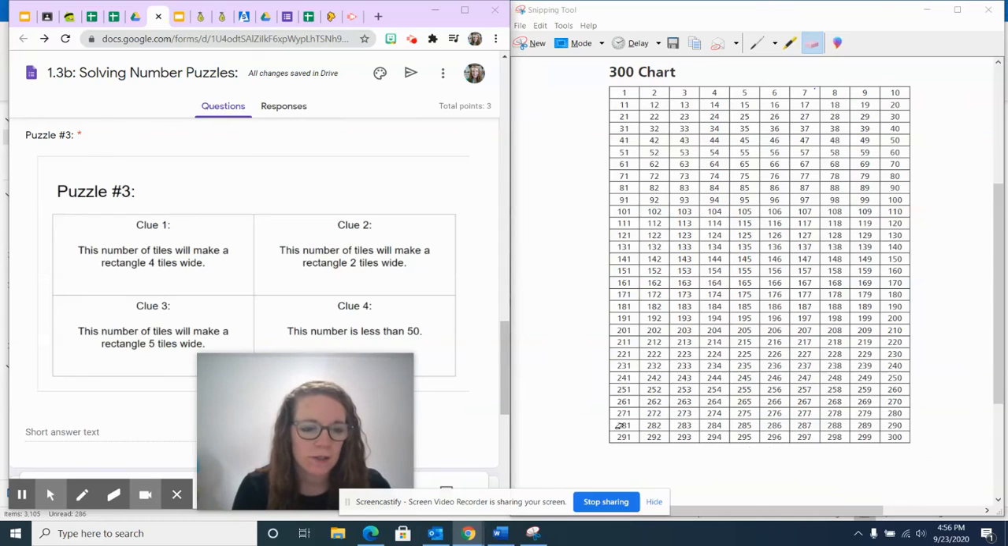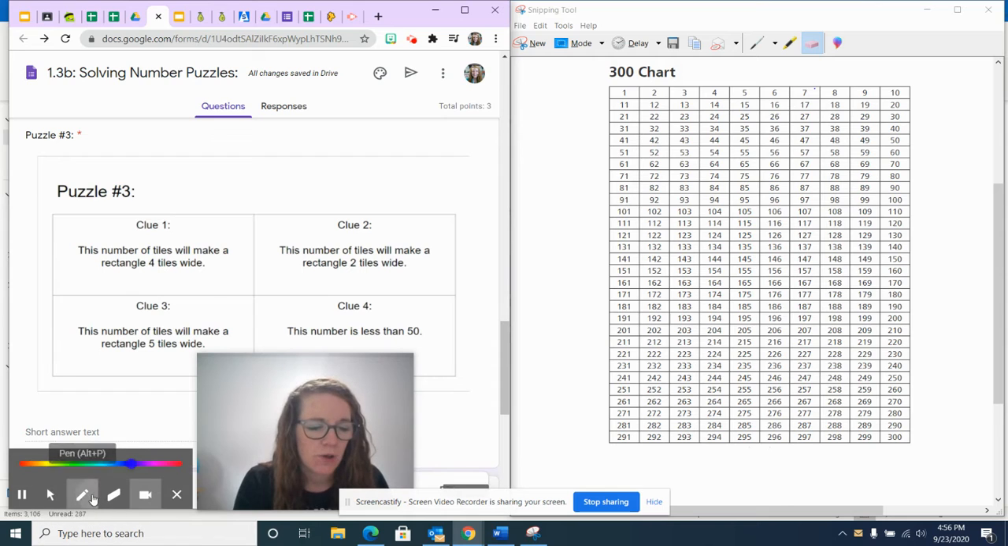All right, let's do puzzle number 3 answers. So our 4 clues for puzzle number 3 are: this number of tiles will make a rectangle 4 tiles wide. This number of tiles will make a rectangle 2 tiles wide. This number of tiles will make a rectangle 5 tiles wide, and this number is less than 50.